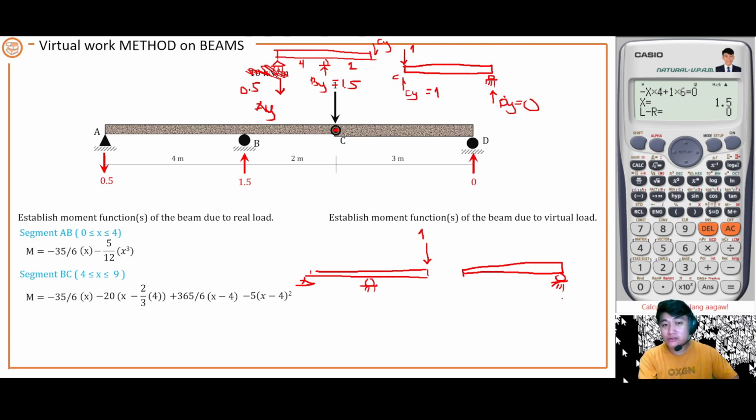Okay, now, solving the reaction here, so we have here Cy. We don't have the summing moment at this point. Of course, this is 0. Summing moment at this point, Cy is 0. Okay, Cy is 0. Okay, so 1, same pa rin. Okay, if this is 1, 1.5 upward to, this one is downward 0.5.